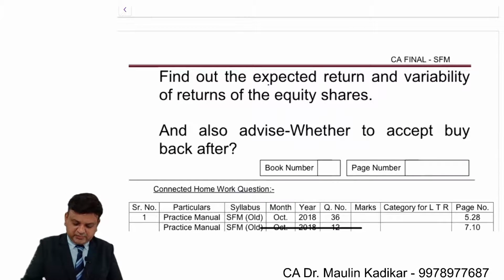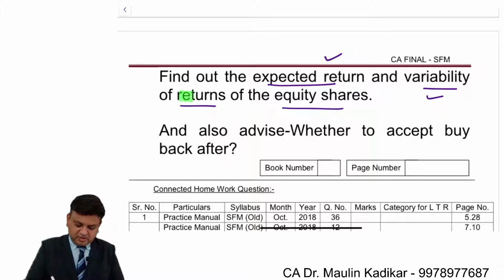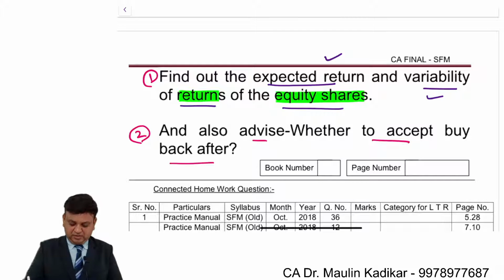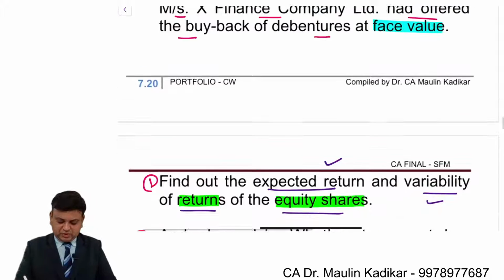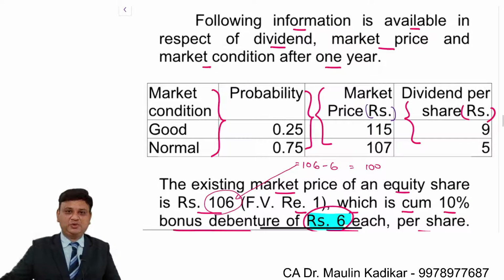Find out the expected return and the variability of the returns of the equity share. So the mean return is required to be found, and the variability, that is the standard deviation, is required to be found for the return of the equity share. This is the first question. The second question is to advise whether to accept the buyback offer or not. So over here we are required to take a decision, whether we should accept this buyback offer or not. That is the question. Please go through the question.